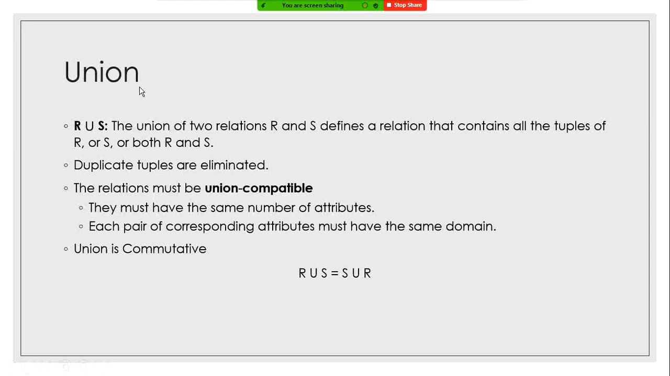First we have union. R union S means that the union of two relations R and S defines a relation that contains all the tuples of R or S or both R and S. So if we apply the union operation on two tables R and S, the resulting table will include all the tuples of R or S or that are present in both. Duplicate tuples are eliminated, so it doesn't include duplicate values. If a value is present in both R and S, it will include it only once.